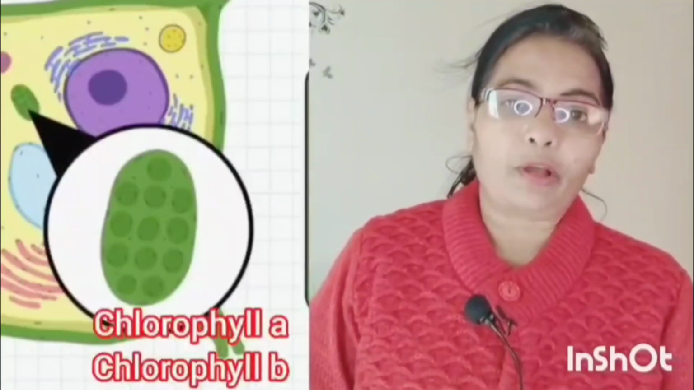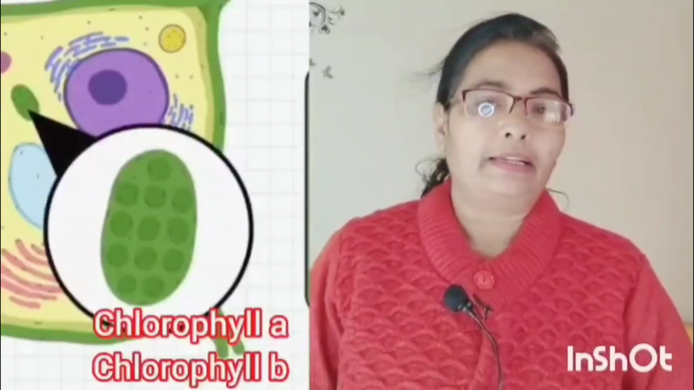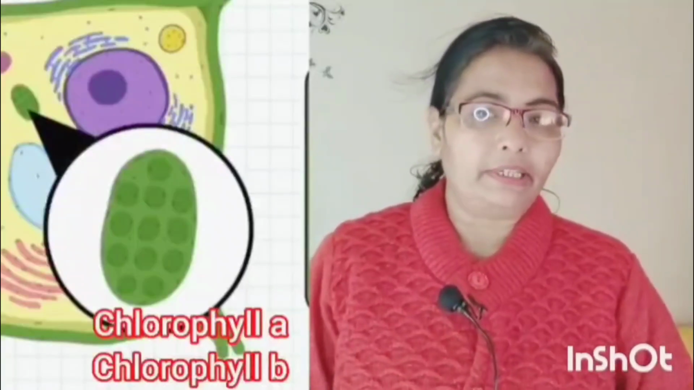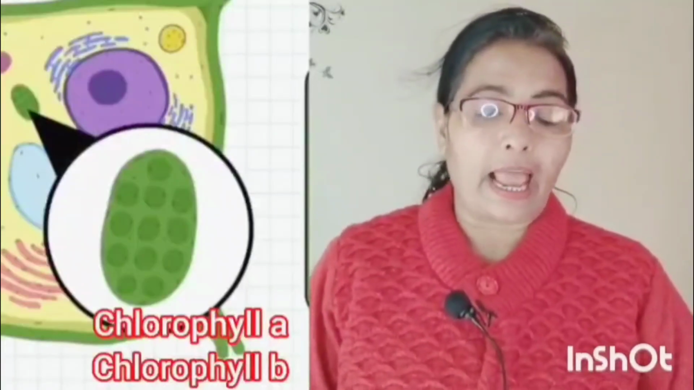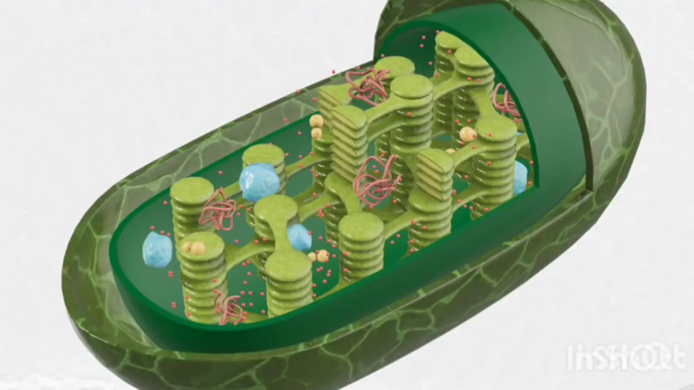There are two types of chlorophyll, chlorophyll A and chlorophyll B, and these two chlorophylls have the ability to absorb sunlight, absorb photons of sunlight and transfer them to another. Chloroplasts are important for the photosynthesis process that takes place in the leaves. Chlorophyll in chloroplast traps solar energy and converts it to chemical energy.